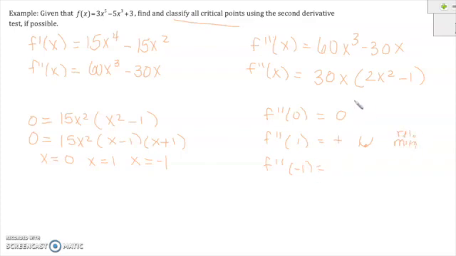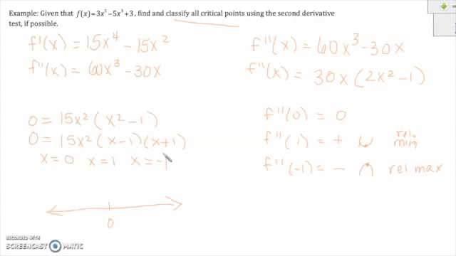If I plug in negative 1, that's negative times a positive, which is a negative, so it's concave down. So we have a relative max at this point. However, the second derivative test failed me here. I still don't know what's going on at f double prime of 0, so I need to come back to the first derivative test, which is so silly.